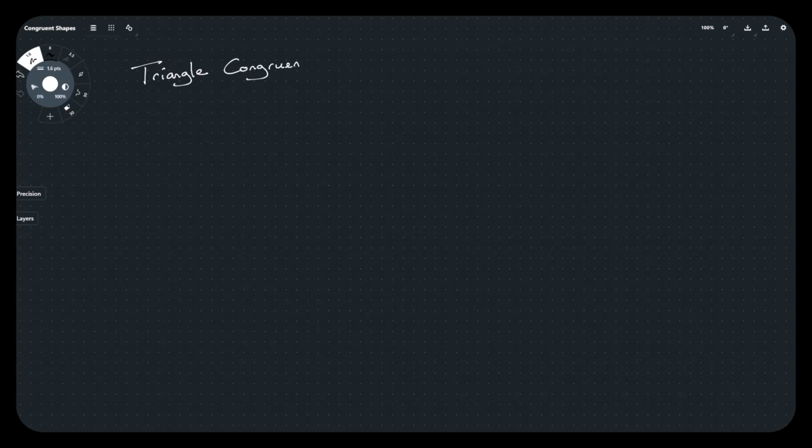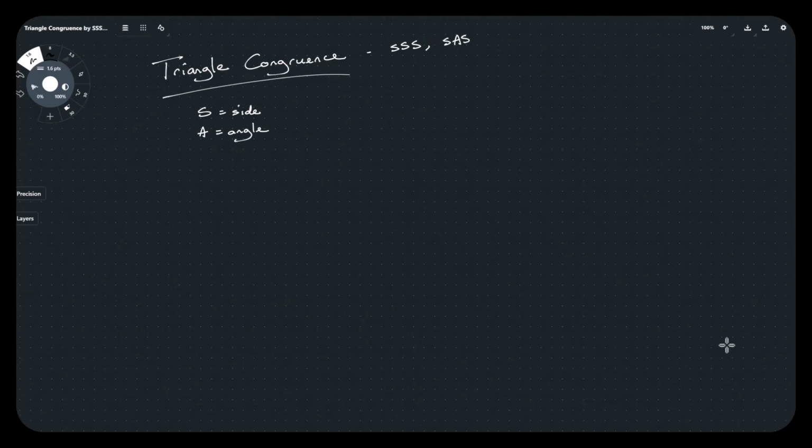And we're going to approach it specifically through two sets. We're going to go SSS and SAS. And I'll label these, anytime we're doing these, the S stands for side and the A stands for angle. So this particular video we're going to focus on triangle congruence featuring three sides or two sides and the angle that's stuck between them. So let's see what this looks like.